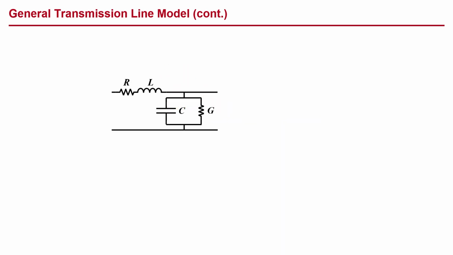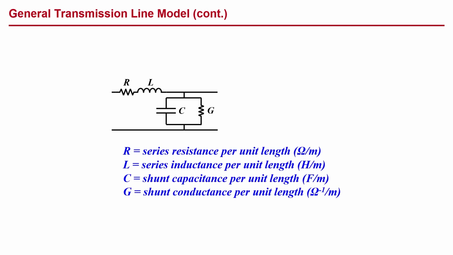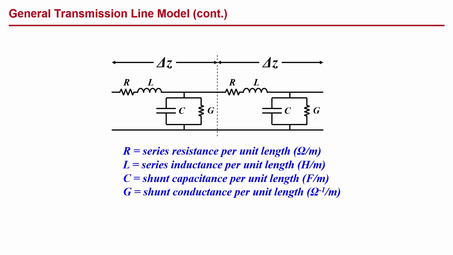In the general transmission line model, the resistance, inductance, capacitance, and conductance are all per unit length. Thus, they are called the per unit length parameters, typically expressed per meter. This forms what we can call a unit cell of our transmission line over some infinitesimally small length delta z, and we can put a bunch of these unit cells in series to form a transmission line of some finite length.